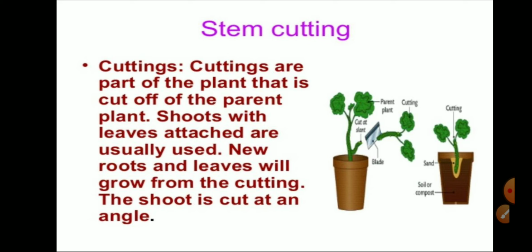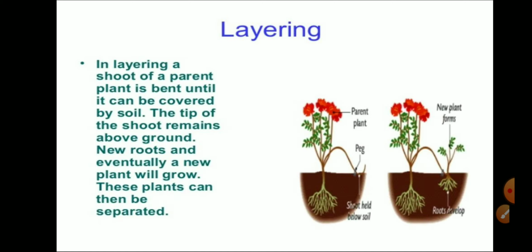Stem cutting. Sometimes we have two stems, and they are termed scion and stalk. When these two stems are joined together, the condition is that they belong to the same family, the same species. So cutting is a method in which a part of the parent plant is cut, and a shoot with the leaves attached is usually used. New roots and leaves develop from the cut part, and the shoot is cut at an angle.